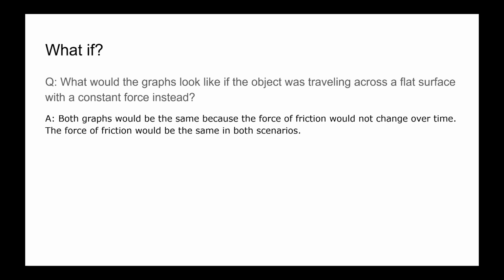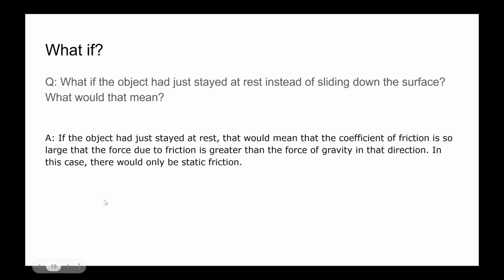And then what if the object had just stayed at rest instead of sliding down the surface? What would that mean? If the object had just stayed at rest, that would mean that the coefficient of friction is so large that the force due to friction is greater than the force of gravity in that direction. So in this case, there would only be static friction because the object would be staying still.